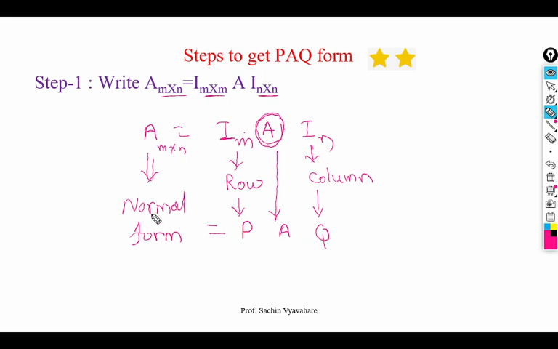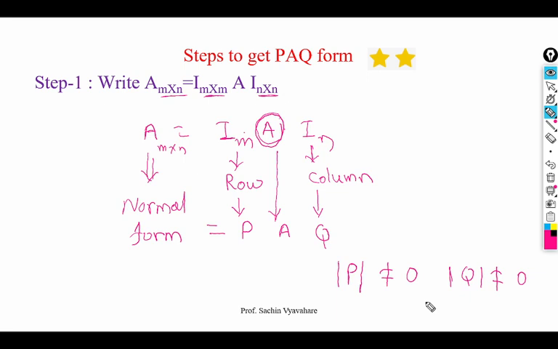Now what are the properties of these matrices P and Q? Remember, P and Q are always non-singular matrices. So the determinant of P and the determinant of Q are always non-zero. This is the property. They always become non-zero only. So it is just a repetition of the normal form only.